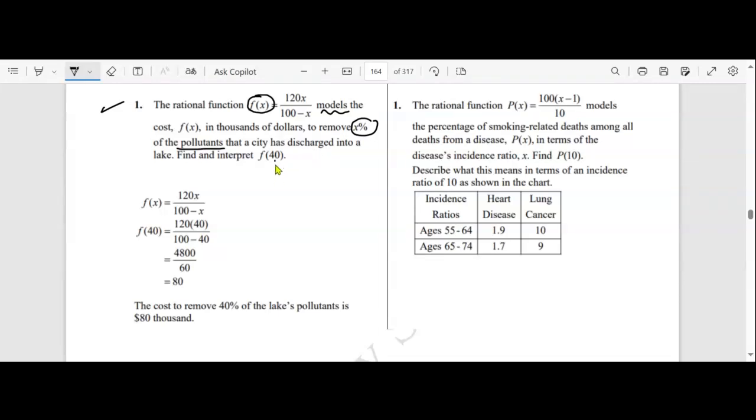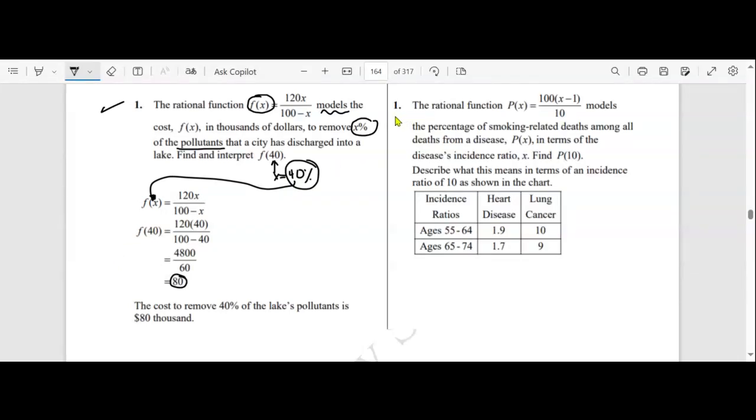So if we replace x by 40, what will be the percentage? I'm sorry, if he wants to remove 40% of the pollution, what will be the cost? 80,000. You replace x by 40.